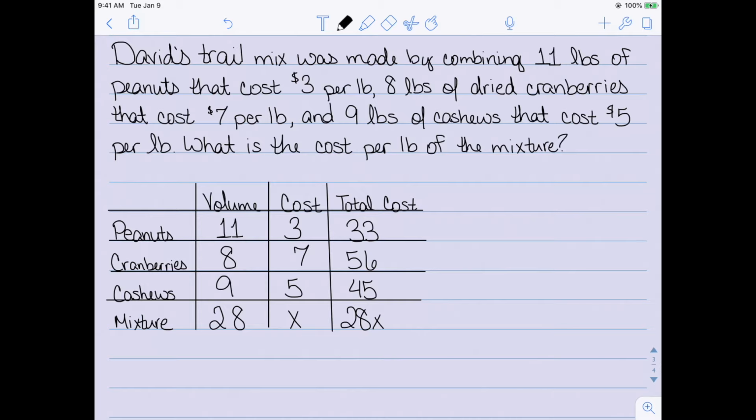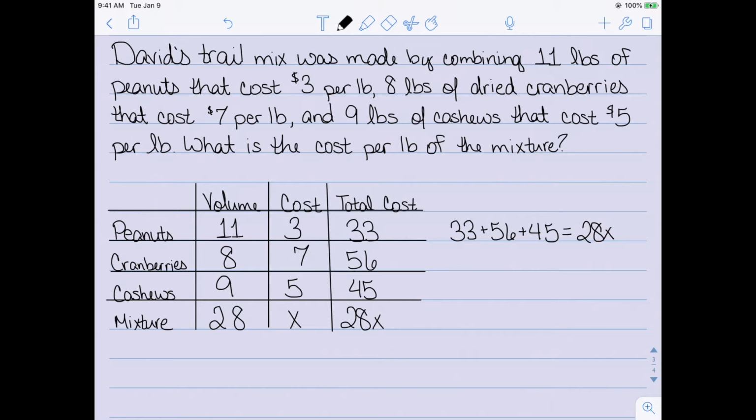The next step is to set up an equation. And for this, we're going to realize that buying the mixture should be the same as buying the peanuts, cranberries, and cashews. So we should be able to add their total cost, the 33, 56, and 45, and it should be equal to the total cost for the mixture. So we have 33 plus 56 plus 45 is equal to 28x.